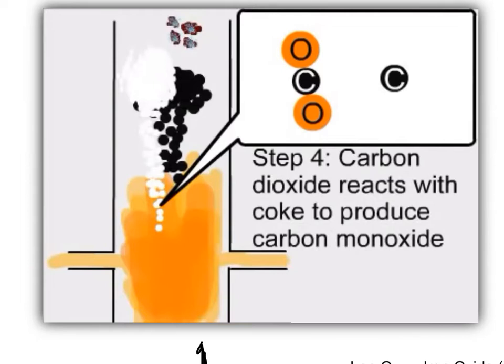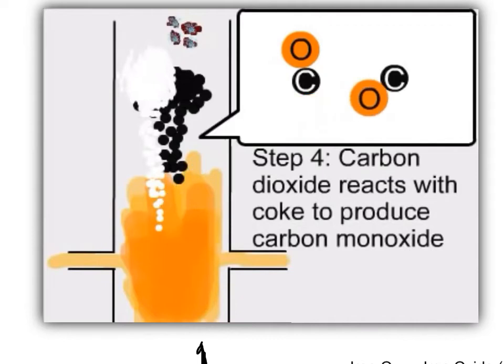So the carbon reacts with the carbon dioxide to produce 2 molecules of carbon monoxide. Carbon monoxide being 1 carbon bound covalently to 1 oxygen. So carbon monoxide is now involved in the next step, which is step 5.